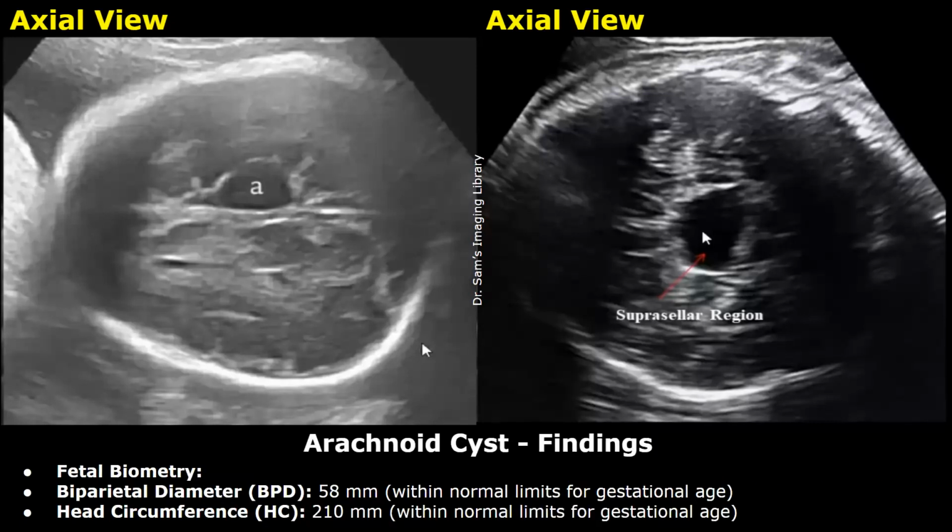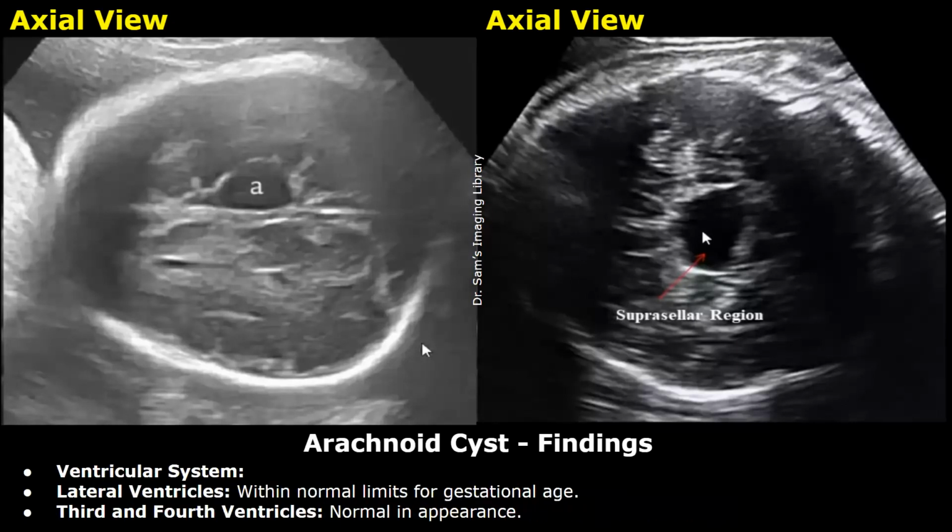Here are the findings. The BPD and HC are normal. Lateral ventricles within normal limits for gestational age. The third and fourth ventricles are also normal.